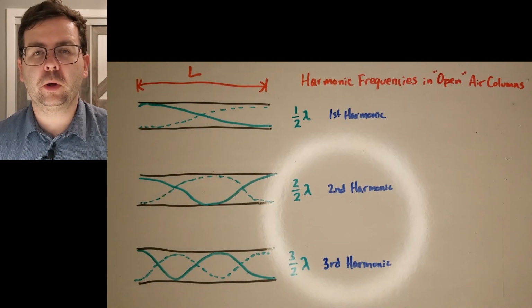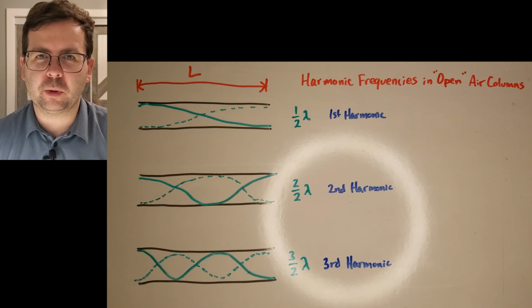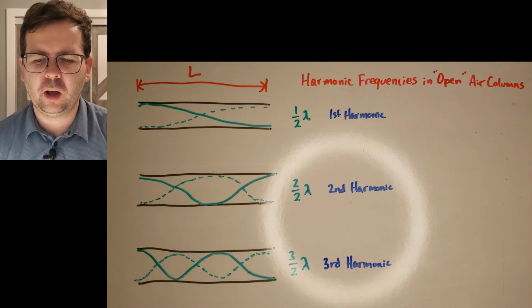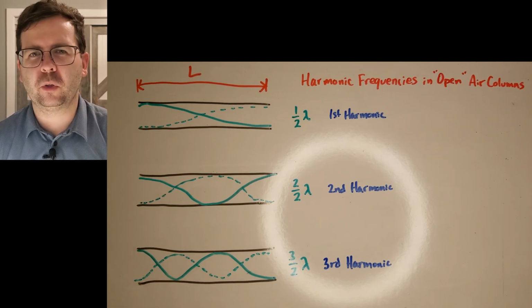Hi, this video is about open air columns, or open pipes, and harmonic frequencies. Whenever you're playing instruments, some of these instruments are wind instruments where you blow air through some kind of pipe or tube and it produces some sounds. There are two different ways that sounds can be produced in this way. There are open pipes and closed pipes.